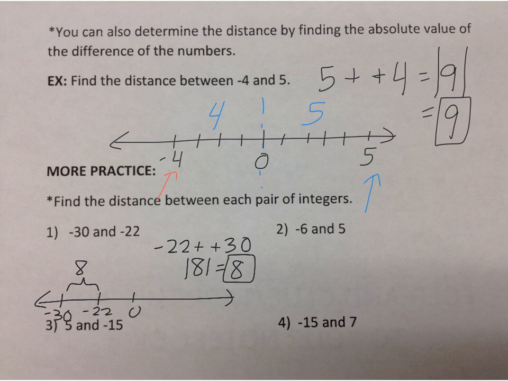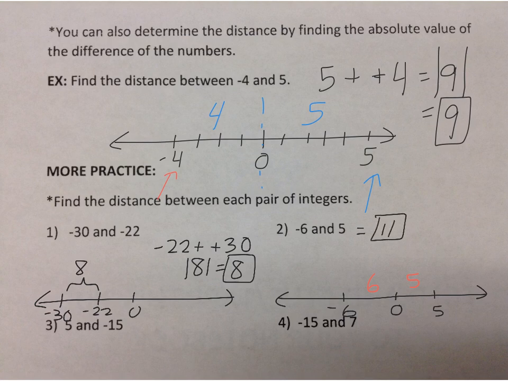Number 2. Negative 6 and 5. So I'm going to start by drawing my number line. And I have negative 6 here and 5 here. So I want to know the distance. So I know that from negative 6 to 0, it's going to be 6 units. And I know that from 0 to 5, it's going to be 5 units. So that's a total of 11 units.